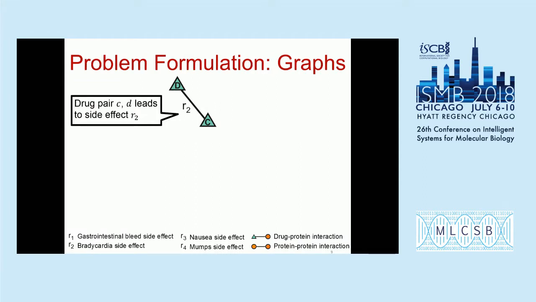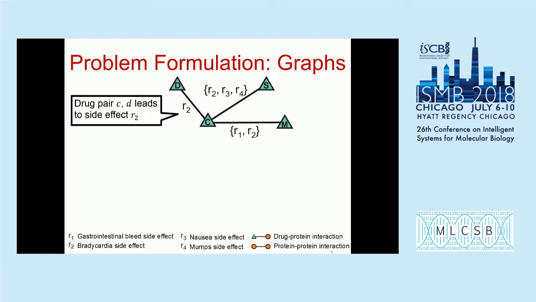So we use a language of graphs to mathematically represent our domain. In particular, to describe which drug pairs lead to which side effects, we represent each side effect with a different edge type. So here, for example, drugs C and D lead to a bradycardia side effect. And it's important, again, to note that this means that if C and D are taken together, then there is a particular probability or population risk ratio associated with the drug pair that a patient will develop the bradycardia side effect. Of course, drugs C and D may lead to many other side effects with different drugs.